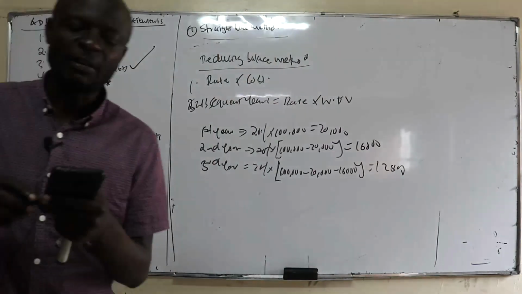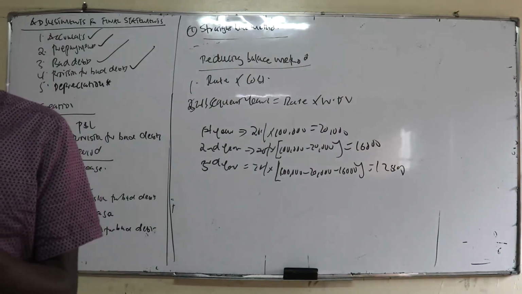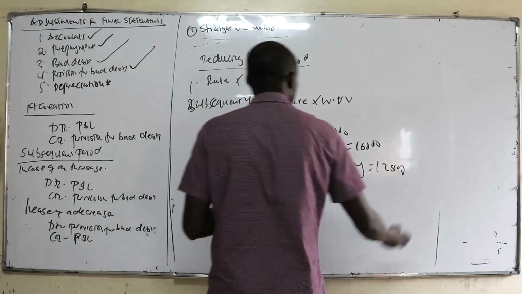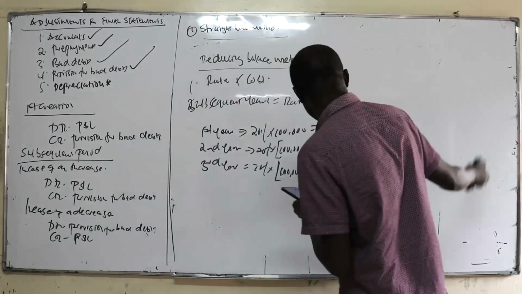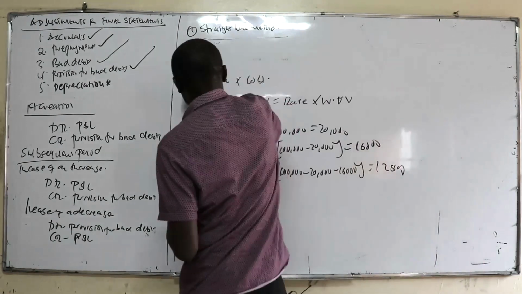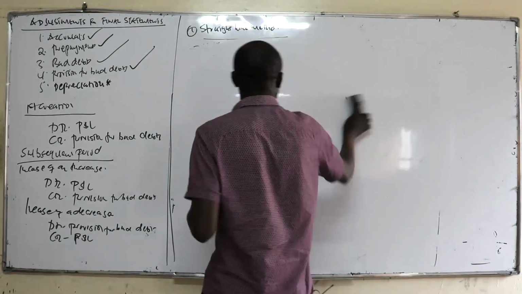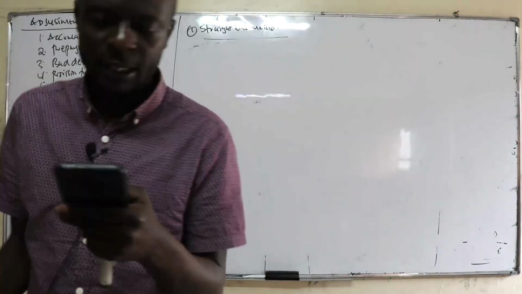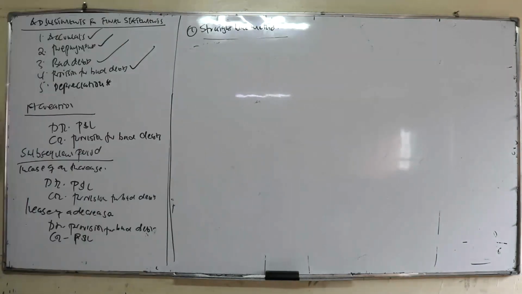So we have accounting treatment on depreciation. When non-current assets are depreciated, you debit profit and loss account, and you credit provision for depreciation account. That is the accounting treatment.